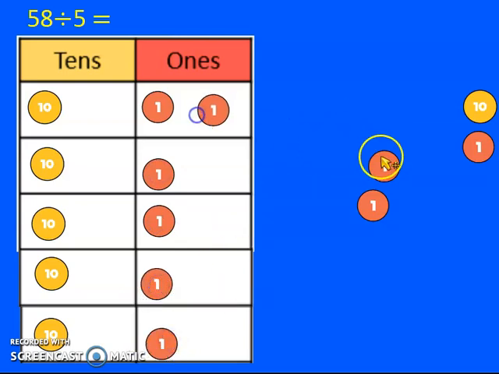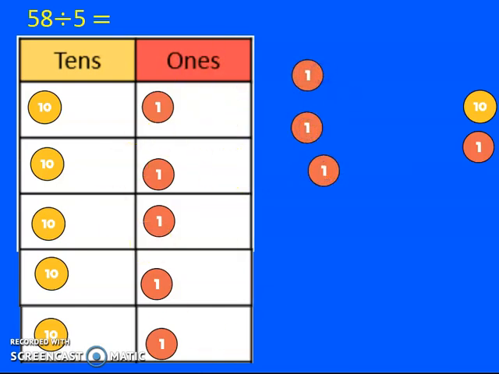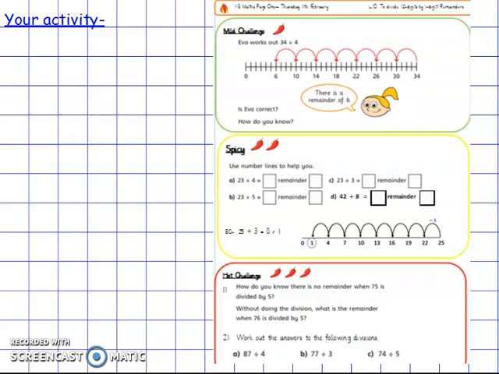Oh, and can we put those in there? We can't because it won't be enough, will it? So make sure it's all equal. So 10 add 1 is 11. And how many are we remaining? 1, 2, 3. So our answer to 58 divided by 5 equals 11 with 3 left over.